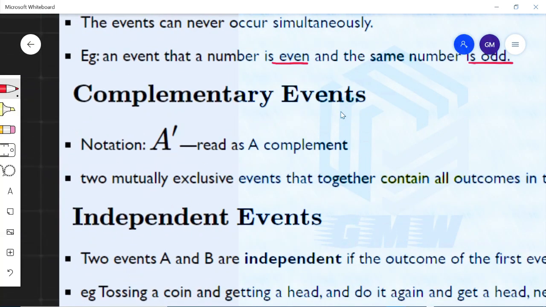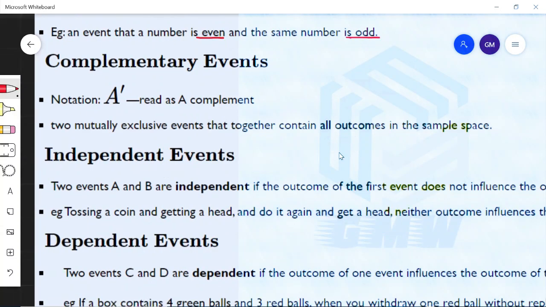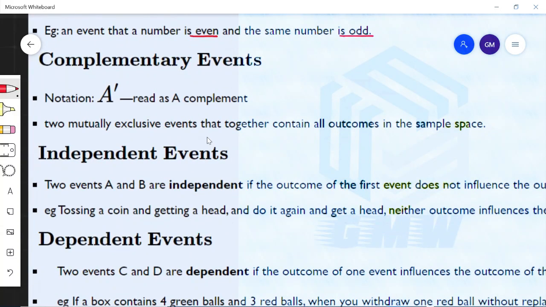All right? Then we have what we call complementary events: two mutually exclusive events that together contain all outcomes in the sample space. So here, we'll write this formula. You see on the notation, sometimes they put this prime. Another one is some they put the bar on top. Some they just say not A. Are we there?